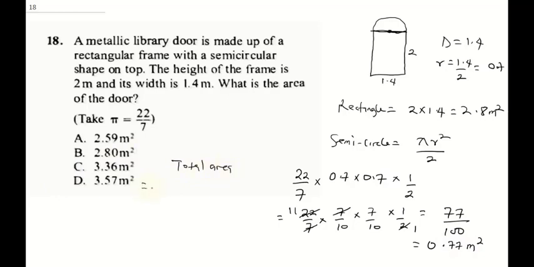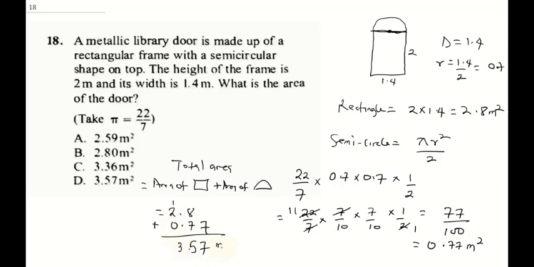Now to get my total area will be area of rectangle plus area of semicircle, which will be 2.8 plus 0.77. So I have 7 here, this is 5 plus 1, and this is 3 meter square. So the correct answer is D.